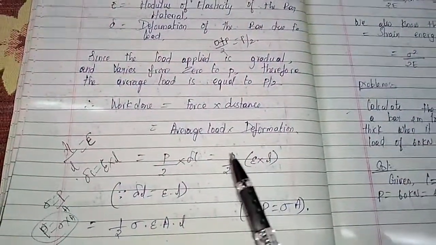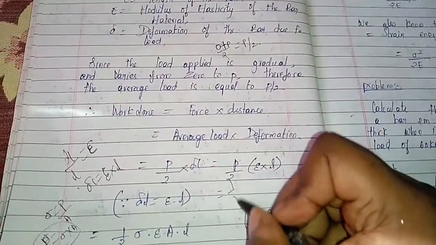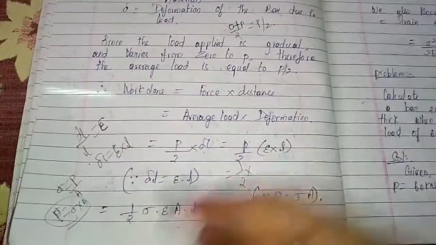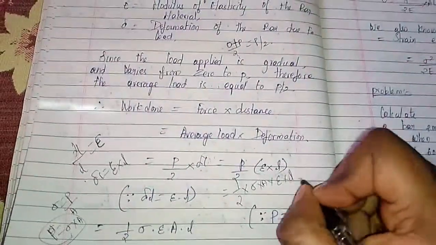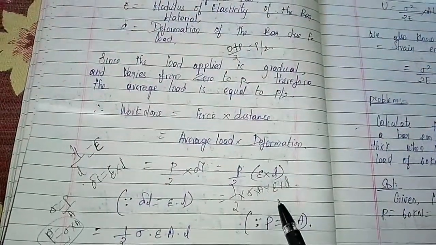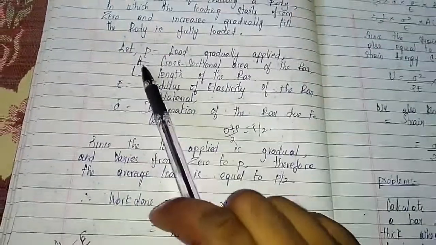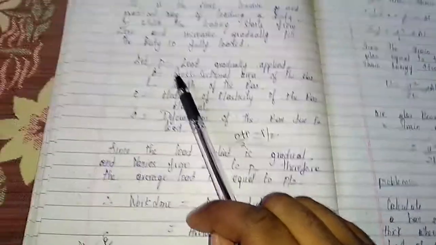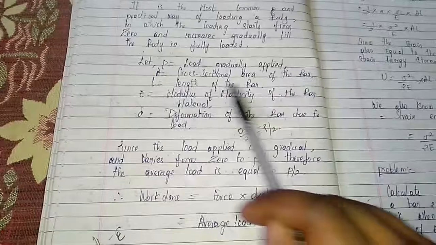So why do we need stress, strain and all? See, now convert this load into stress. Half into load is nothing but stress into area. Instead of P, you can write sigma into A into strain into L. So why are we converting everything into stress, strain, area and L? Because you are considering how much load is applied on the area of a bar, which has a particular length.